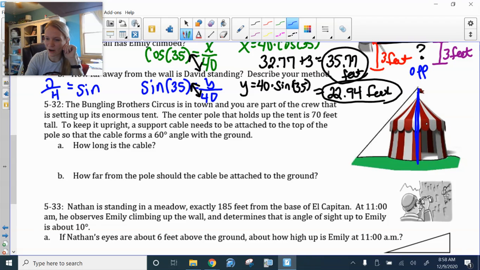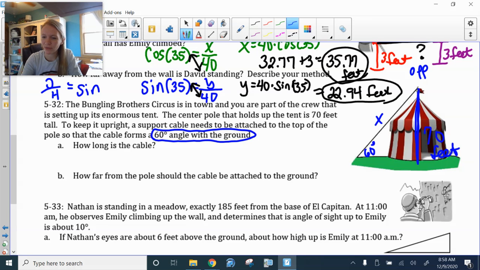is 70 feet tall. So that's 70 feet right in the middle. And to keep it upright, a support cable needs to be attached to the top of the pole so that the cable, and here's the trick, forms a 60-degree angle with the ground. So the angle is actually 60 degrees at the bottom. So our first question, how long is the cable? That's the hypotenuse.